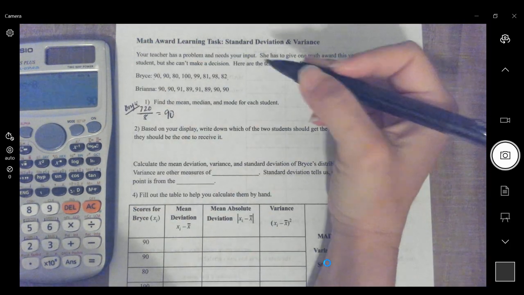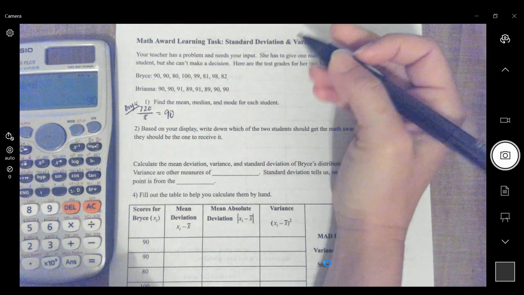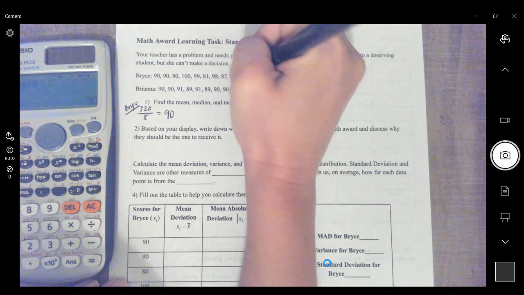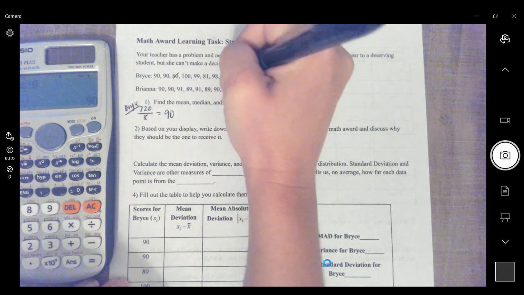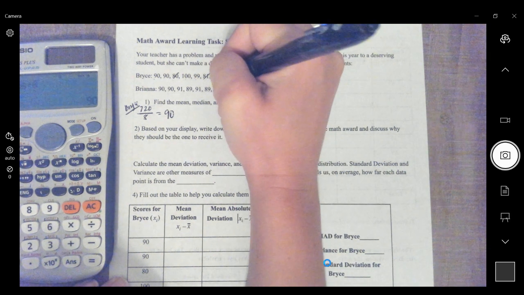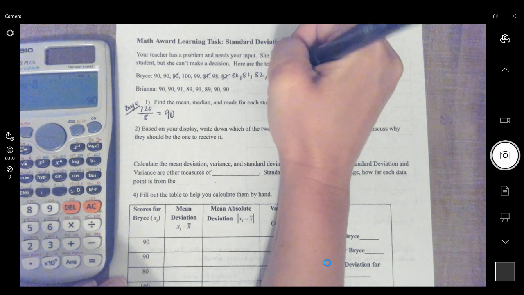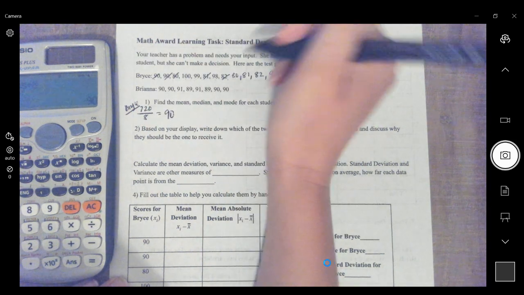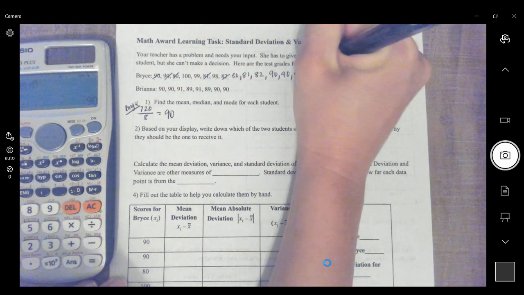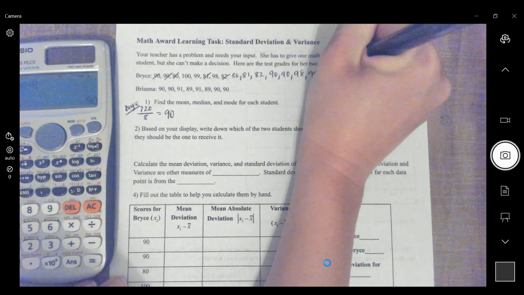Then we need to find his median and his mode. We need to put this in order to get our median. So 80, 81, 82, 90, 90, 98, 99, and 100.